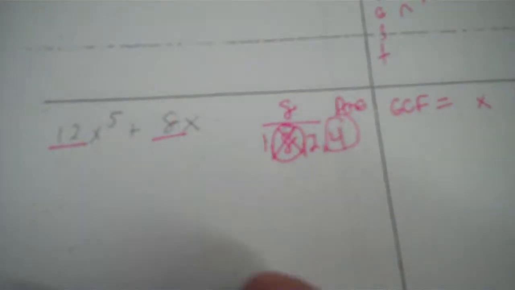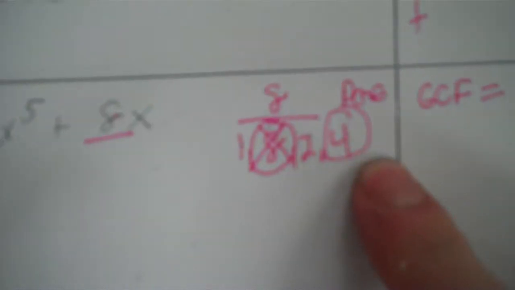Now let's try 4, okay? So 12 divided by 4 is 3. That works. I didn't get a decimal. Now let's take 8 divided by 4. That's 2. So 4 is the winner. 4x.